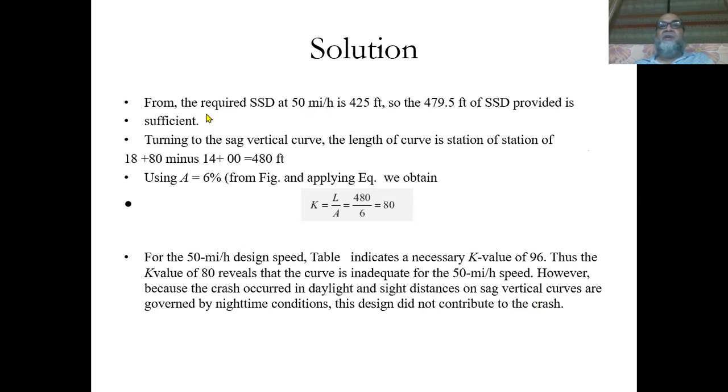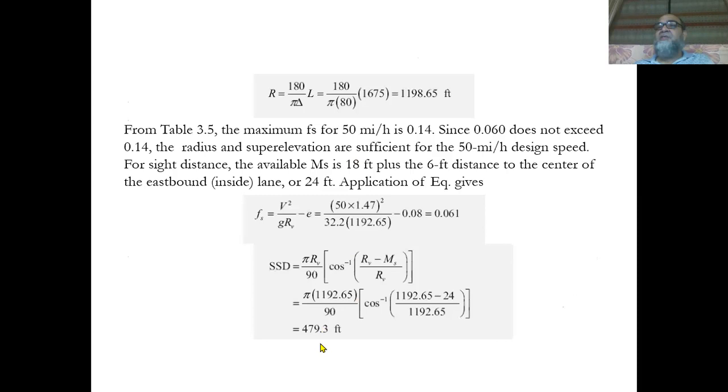And if you look at the required SSD, it was 425 feet. The provided SSD is 479.3 feet, so there seems no problem in the design of the horizontal curve, and we can safely say that the horizontal curve was adequately designed on both tests. Once we know that the value of Fs is okay, and the sight distance.